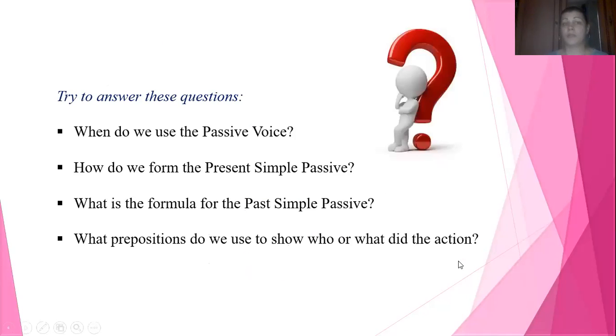And now try to answer these questions. When do we use the passive voice? How do we form the present simple passive? What is the formula of the past simple passive? And what prepositions do we use to show who or what did the action?